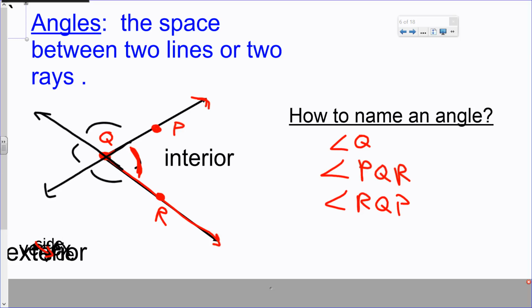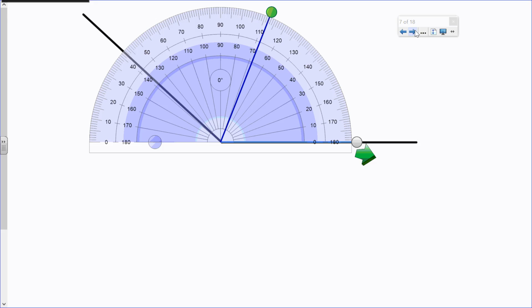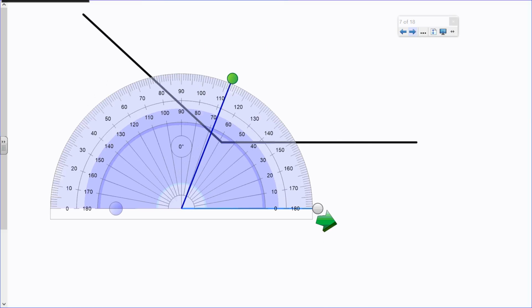Okay, moving right along. This should be reviewed for you somewhat. If not, no big deal. I'll get you caught up. So watch this. You don't have to draw anything right now. You're just going to watch the master.